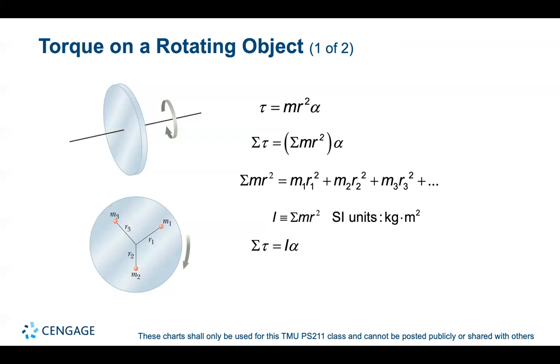The quantity is a moment of inertia I of the whole body. Using this, we see that the net torque on a rigid body rotating about a fixed axis is given by this equation, which says that the angular acceleration of an extended rigid body is proportional to the net torque acting upon it. This equation is a rotational analog of Newton's second law of motion, with torque replacing force, moment of inertia replacing mass, and angular acceleration replacing linear acceleration.